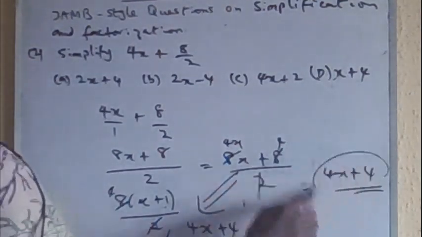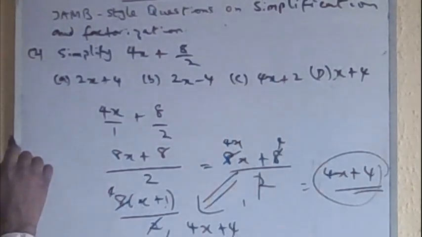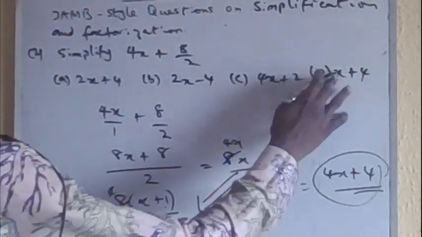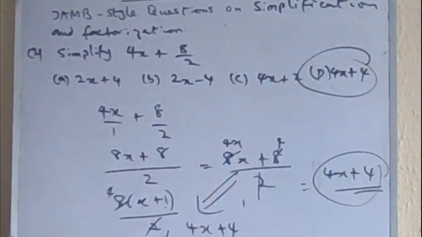So this is the answer, and the option here is, okay, I don't think I have an option here. Did I copy out the options very well? Okay, the answer is actually D. This is supposed to be 4x plus 4. So D is the answer. I didn't copy this one out very well. Okay, so let's go to the next question.